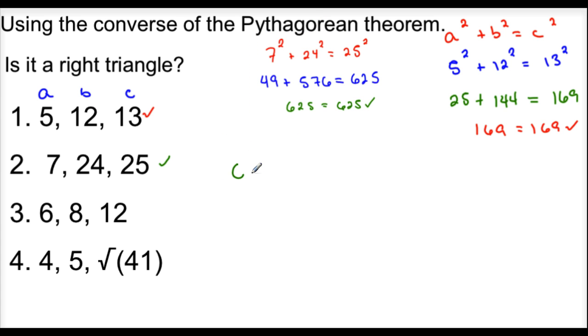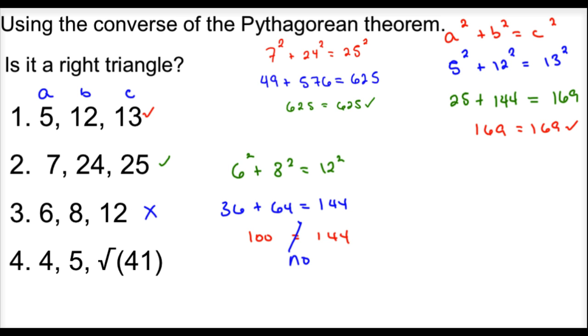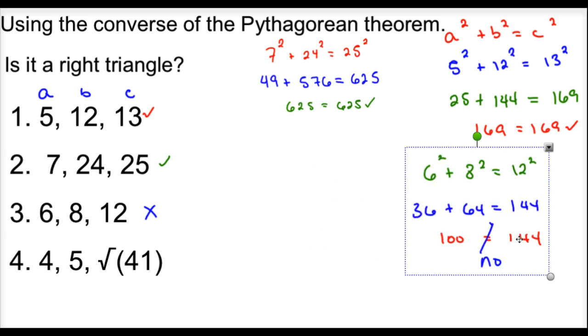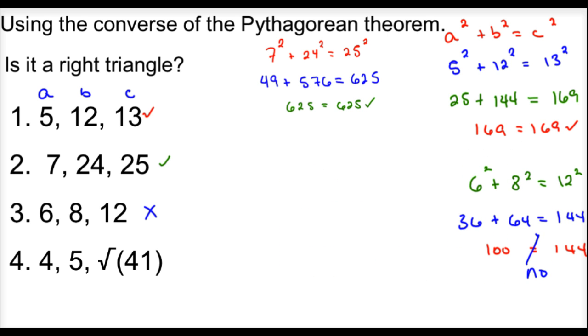Does 6 squared plus 8 squared equal 12 squared? 6 squared, 36. 8 squared, 64. And 12 squared, 144. 36 plus 64, I get 100, equal to 144. Are these equal? No. Not equal. I'm going to put a little line here. So this is a no. This is not a right triangle. Okay, all three of those have to equal each other. Let's get rid of this one. And then my last one.